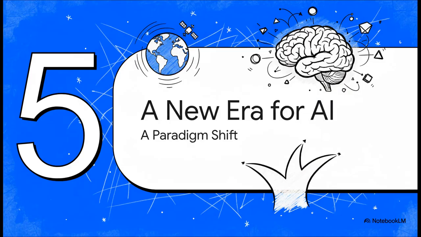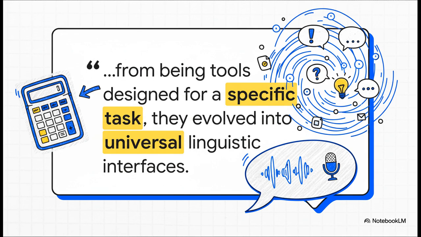So let's just zoom out for a second. The invention of GPT wasn't just some small improvement. It fundamentally changed the direction of AI research and, really, our whole relationship with machine intelligence. I think this quote from the source material just sums it up perfectly. AI models went from being specialized tools, like a calculator that does one thing, to becoming universal interfaces that we can interact with using the most natural tool any of us have: language.